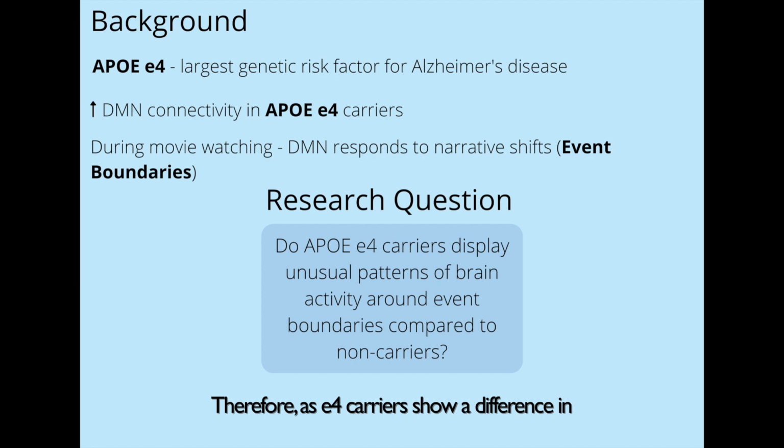Therefore, as E4 carriers show a difference in default mode network connectivity at rest, a network responsive to event boundaries, and potential differences in memory ability in older age, this study aims to investigate whether APOE4 carriers display unusual patterns of brain activity around event boundaries compared to non-carriers.